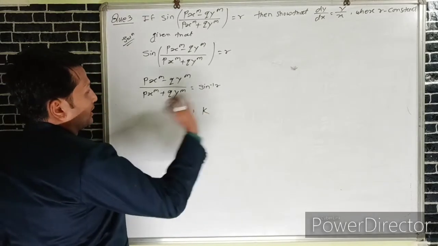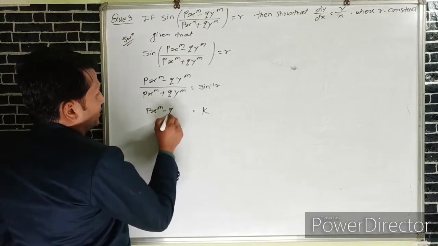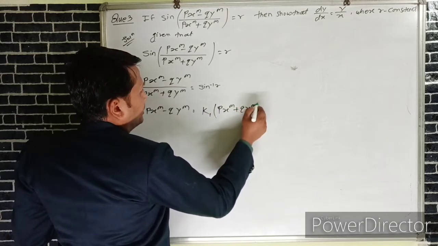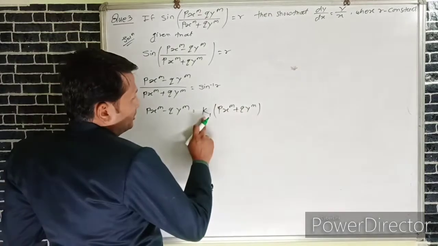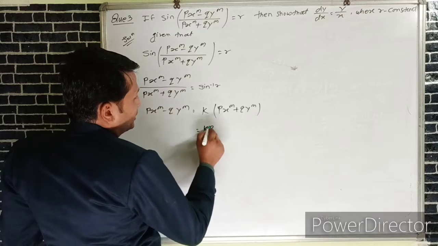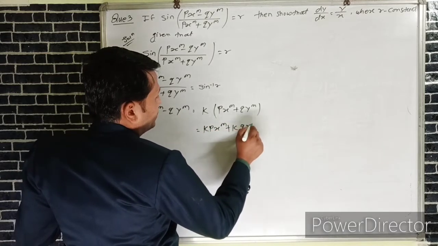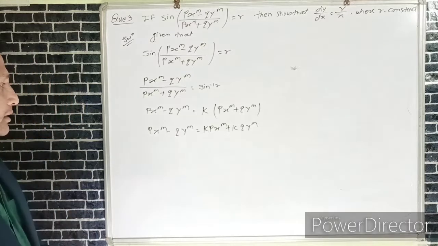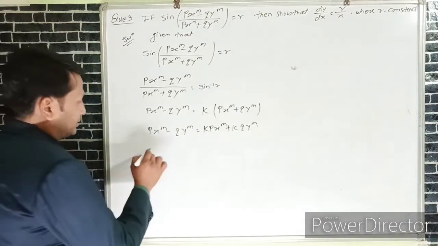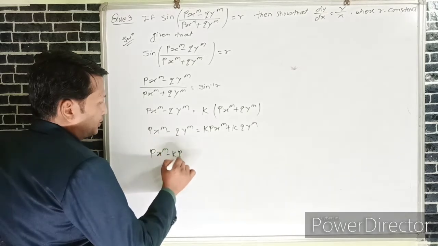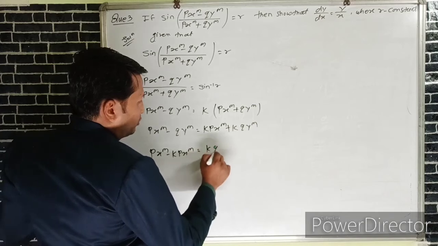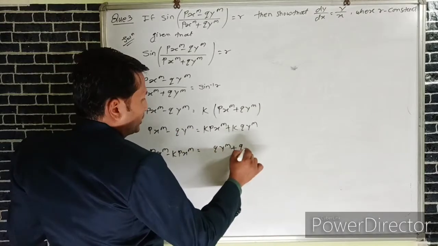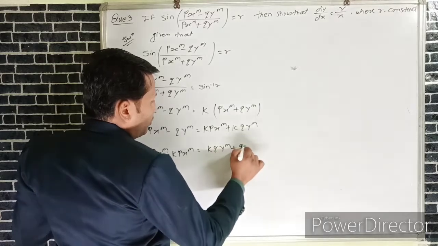If we take this term to the right side, then we can write p into x^m minus q into y^m equals k into (p into x^m plus q into y^m). Now if we multiply this by k, we get k p x^m plus k q y^m. If we take the x^m terms to the left side, then we can write p into x^m minus k into p x^m is equal to k q y^m plus q y^m, where the minus converts to plus.